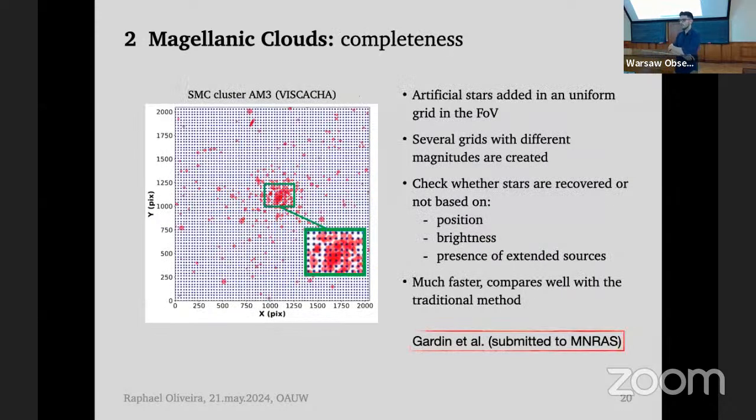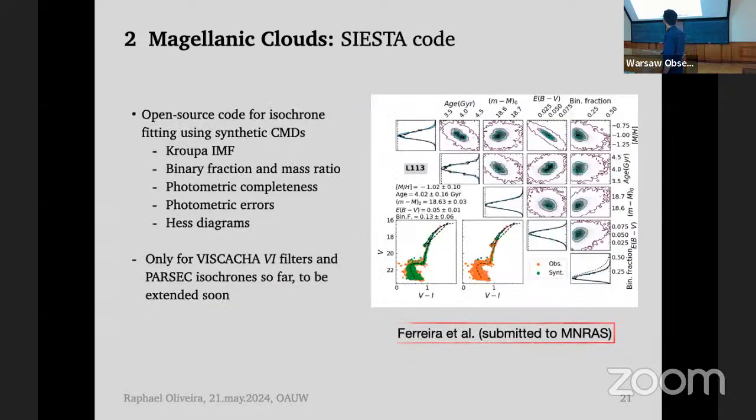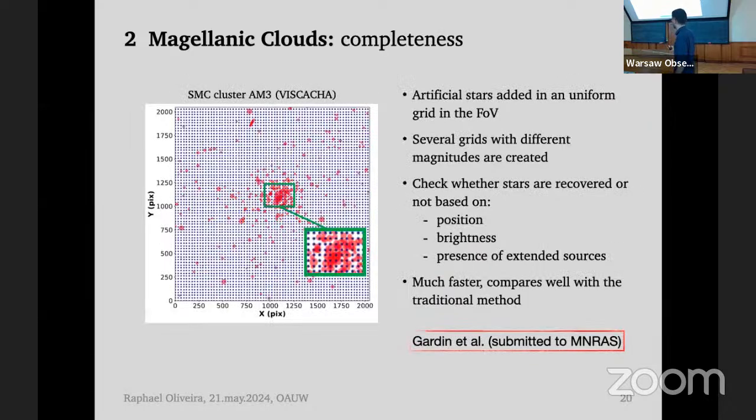And I want to highlight two studies of other PhD students from VISCACHA. One is about the completeness, which adds some artificial stars in the field of view, and statistically they simulate artificial stars with different magnitudes and so on, but they do the completeness corrections based on the catalog, not on the image itself. So it's much faster, and the results are very similar to the traditional method, which is every time you reduce your image again, see if the artificial stars are detected or not. So this is a work from Gardin, which was submitted. And probably this code will be available also.